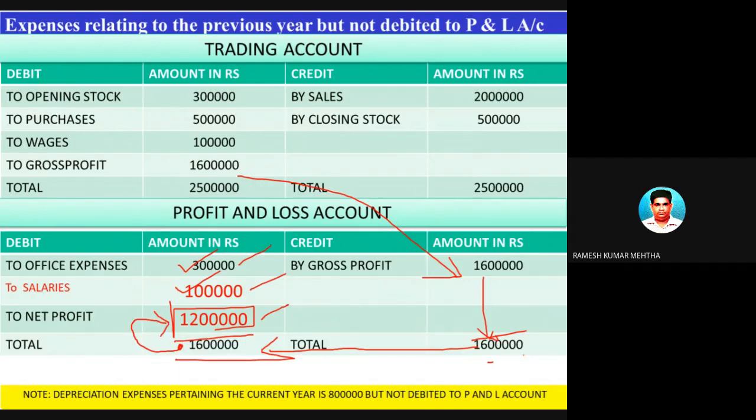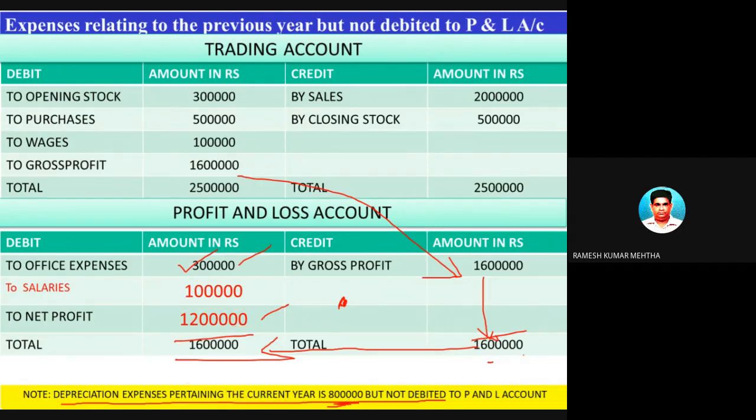But the mistake you have committed is shown in the note or additional information. Depreciation expenses pertaining to the current year or previous year. Previous year means, in direct tax, the current year, is 8 lakh rupees. Depreciation is to be shown on the debit side of profit and loss account to the tune of 8 lakh rupees, but there is no mention of depreciation in this particular profit and loss account debit side. So there is an element of mistake which has been committed.